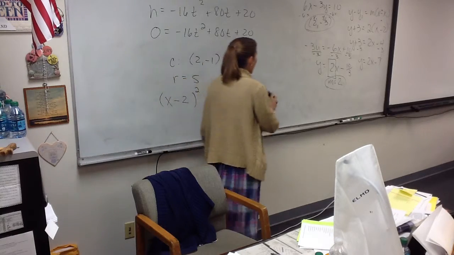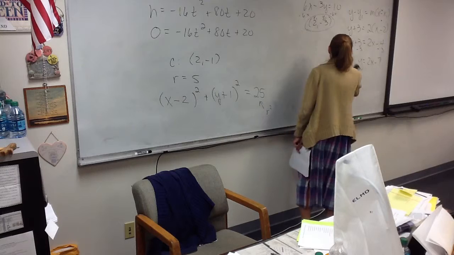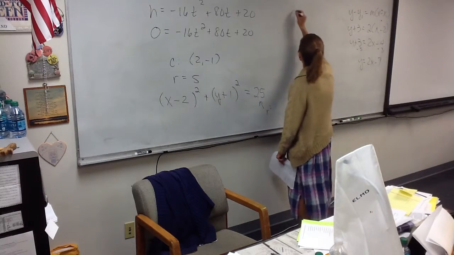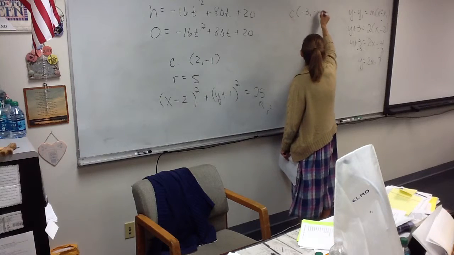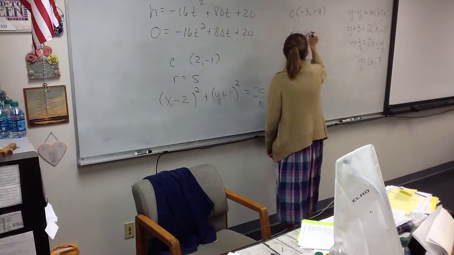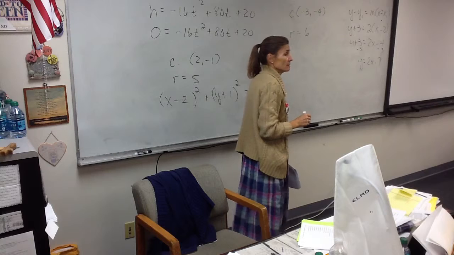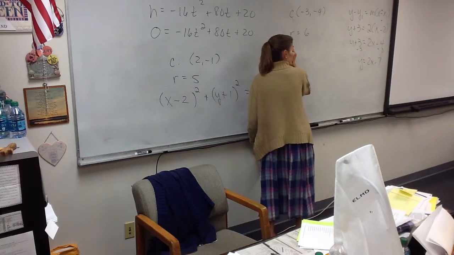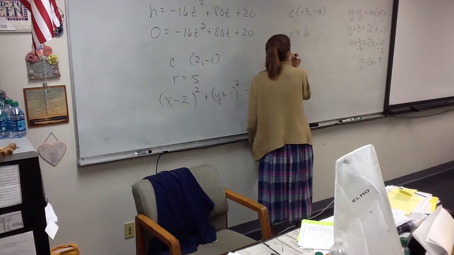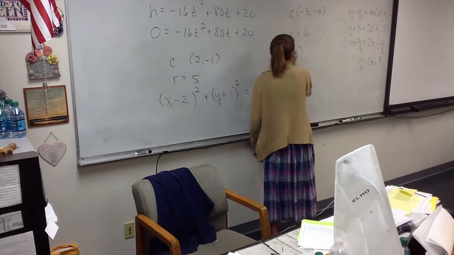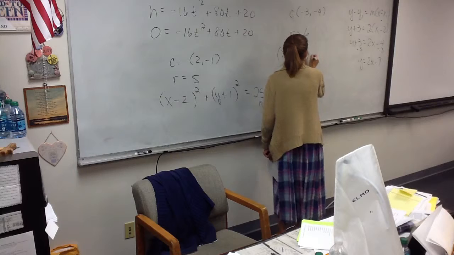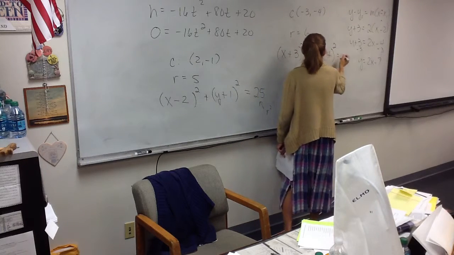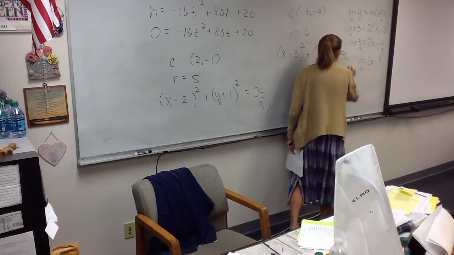So there's really no work to show. That's it. That's all there is to it. If we had a center of (-3, -4) and a radius of 6, that circle would be what? x plus 3 squared, don't forget to square it, plus y plus 4 squared equals 36.